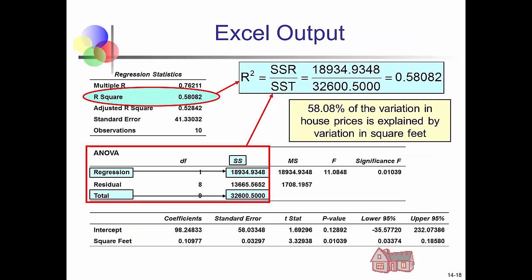So again, let's look at our Excel output from our housing prices and square feet example. The r-squared is actually generated for us. The computer has taken the ANOVA values here from the regression and total sum of squares, divided those for us, and provided us with the r-squared value up at the top of the output. R-squared is 0.5808. What that actually tells us is that about 58% of the variation in house prices is explained by the variation in square feet. So square feet is relatively important in telling us how expensive house prices will be.